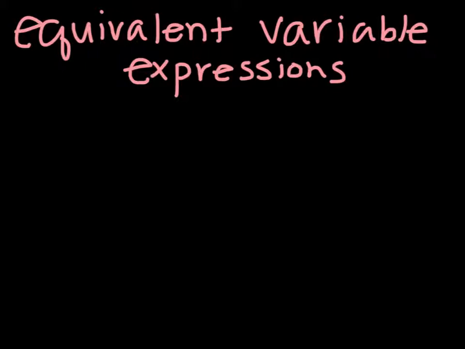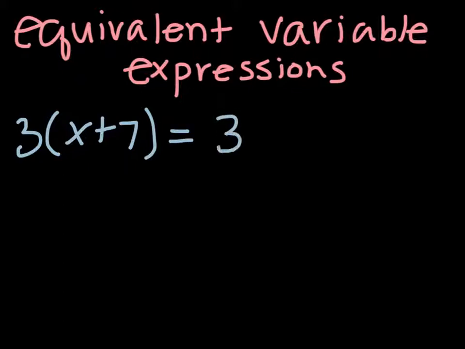The next idea in our chapter is equivalent variable expressions. Two variable expressions that have the exact same value for all values of the variable are called equivalent variable expressions. You use the distributive property to write expressions such as this. Here's an example. If we begin with 3 times x plus 7, we can use the distributive property to rewrite this expression as 3 times x plus 21. These are equivalent variable expressions.